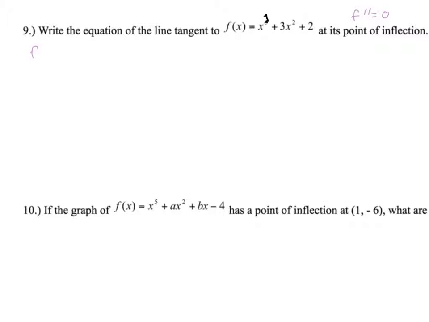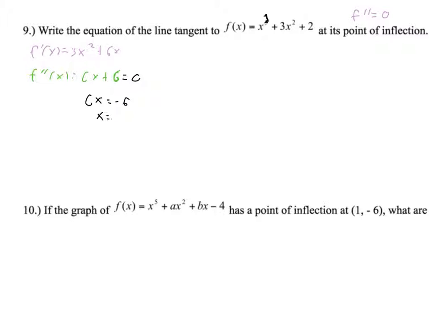So let's find that x value where the second derivative is equal to 0. What is f prime of x? Well, f prime of x is 3x squared plus 6x. The second derivative is, that is a terrible 6. And we want to know when is that equal to 0. So when does 6x equal negative 6?